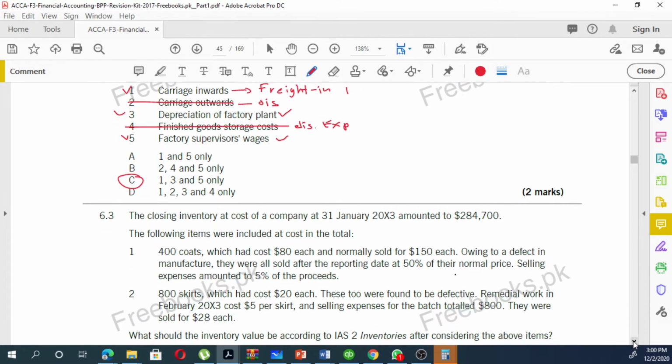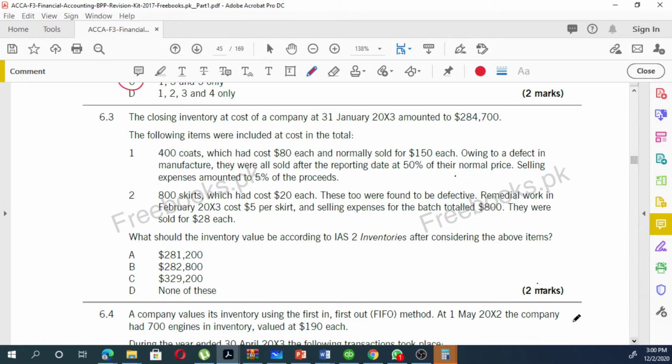Now let's move to another question. In this question, the company at 31 January 2000 had $284,400 of inventory. I mean, let's say these items are incurred. 400 coats which had cost $80 each and normally sell for $150. Owing to a defect in manufacture, they were sold at 50% less than $150, and selling expenses amounted to 5% of the proceeds. Then we have this. Let's first analyze this one.